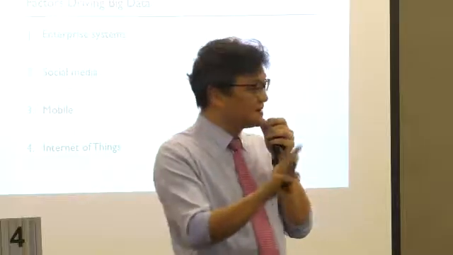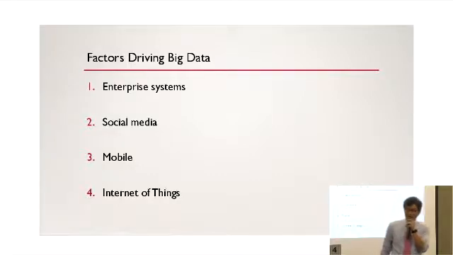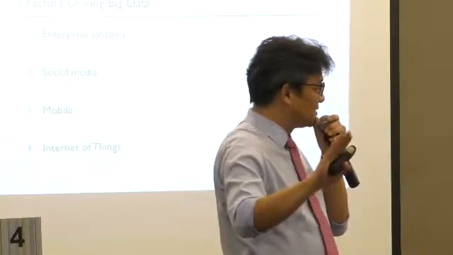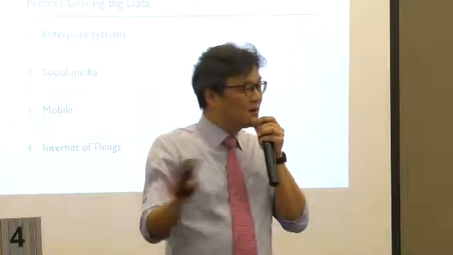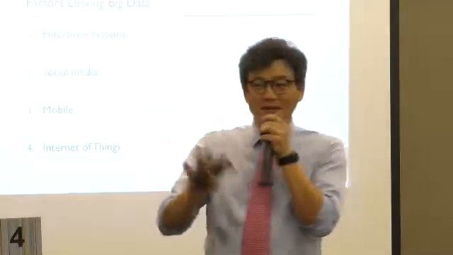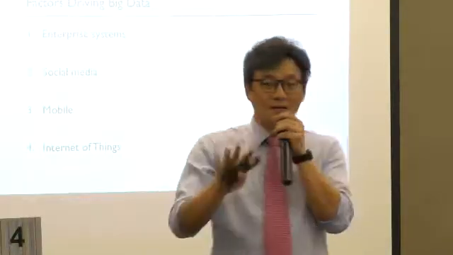How did we get to this situation where big data has become important and ripe for discussion at this point in time? There are four main factors driving the phenomenon of big data. First is enterprise systems, second is social media, third is mobile, and fourth is Internet of Things. Each of these factors, although mostly unrelated, provides a different impetus for making big data ripe for today's taking.